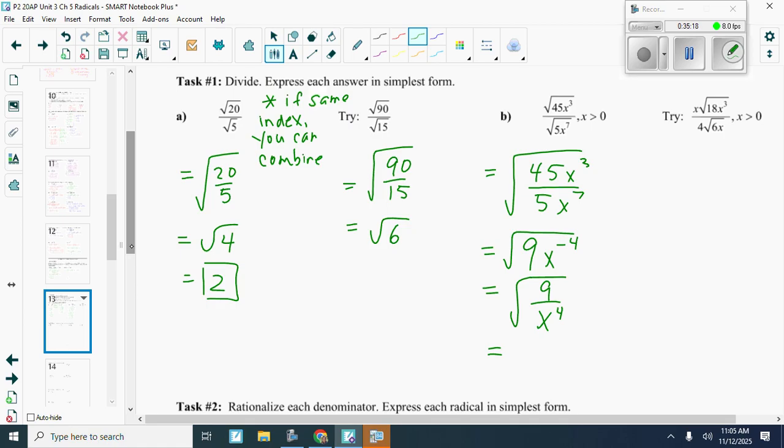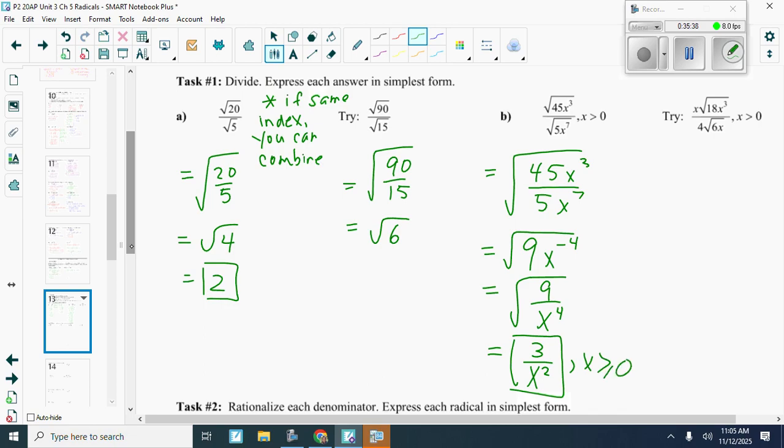I would expect that you guys would continue and actually take the square root of your answer. So the square root of 9 gives me 3, and the square root of x to the power 4, 4 divided by 2, which is my index, gives me x squared.